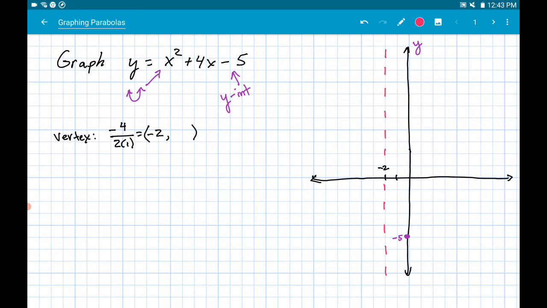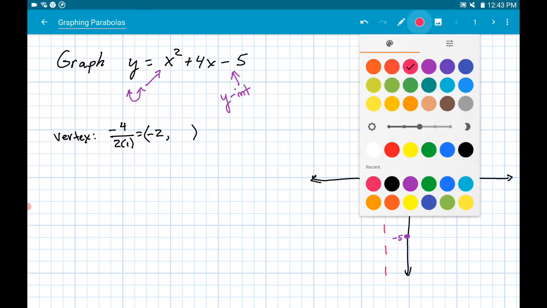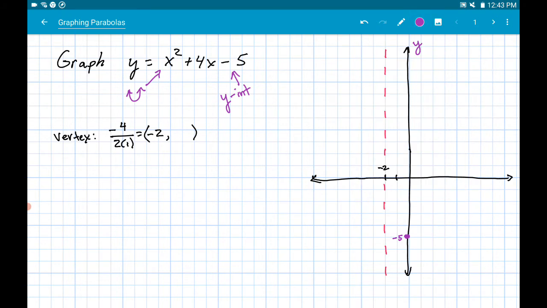And we can actually steal this point right here. I'll switch back to purple just so it looks prettier. And there's going to be a point right here because of the symmetry. And if there's 2 units here, there's got to be 2 units there. I'm going to delete that so it still looks nice.